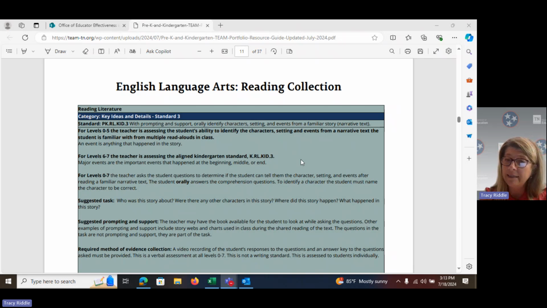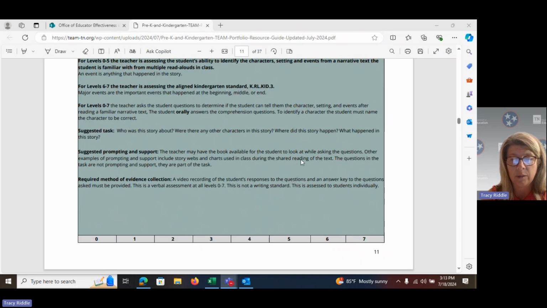This is not a writing standard, so student writing will not be scored for this standard. This standard should also be assessed to your students independently. Once you have your student work, then you will want to look at the rubric to score the student work.